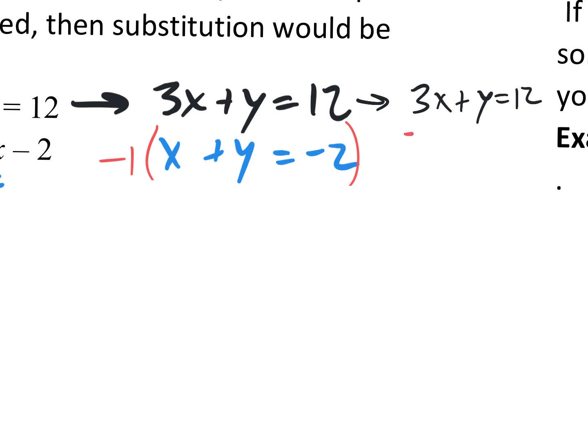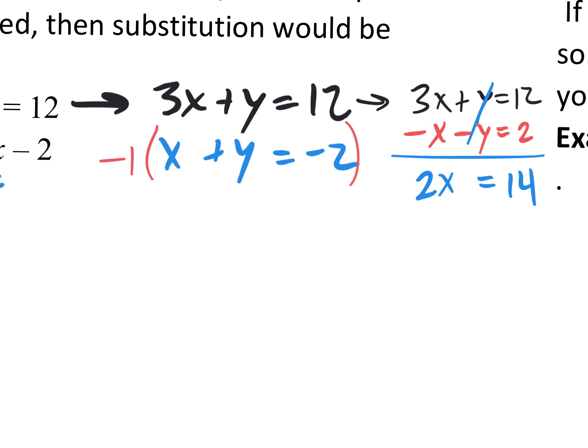It's going to become a negative 1x, or just negative x, minus 1y, or just negative y, equals a positive 2. Okay? And now we are able to combine and eliminate. 3 take away 1 is 2x. Y minus y cancels out, it eliminates. And 12 and 2 is 14. So we put a 14 right here.